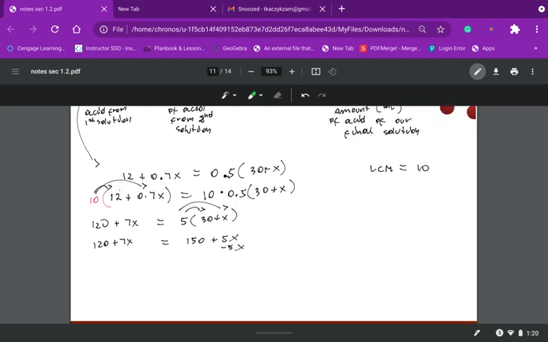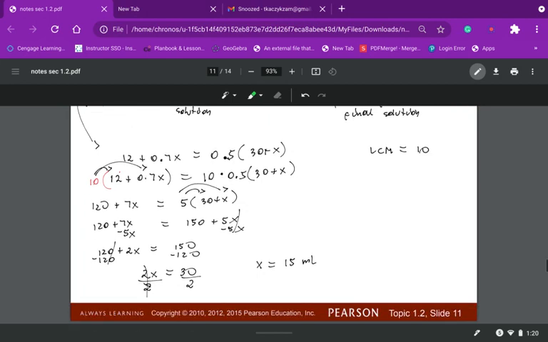I'll subtract 5x from both sides. So we have 120 plus 2x equals 150. Subtract 120 from both sides, and we get 2x equals 30. Divide both by 2, and that gives you x equals 15 milliliters. So we end up with 15 milliliters, which is the solution.